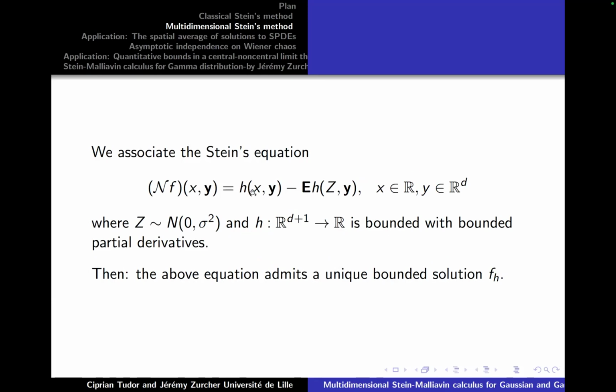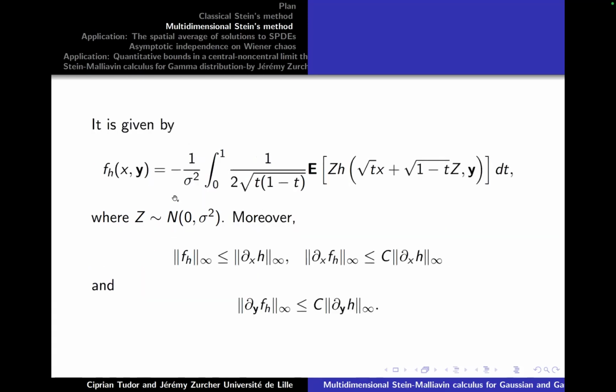h is arbitrary, but in some class. For the moment we consider that h is bounded, with all its partial derivatives bounded. Then you try to solve this equation, and you can prove again that this equation has a unique bounded solution. I think I wrote here the solution. This is exactly the solution of the equation, given by this formula. This is exactly what we have in the one-dimensional case, but in the one-dimensional case we have no y.